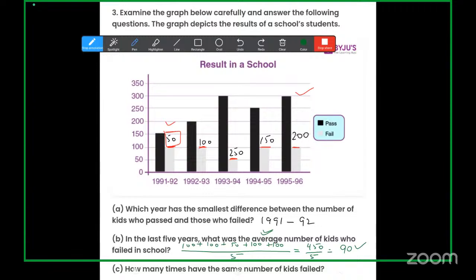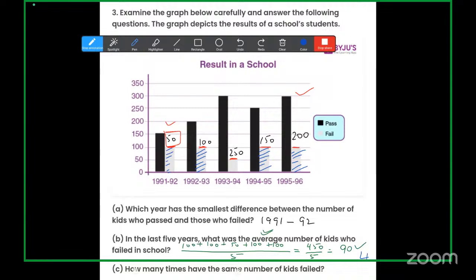Now, how many times have the same number of kids failed? You can see this. Look at the graph and look at the white part. This is the same, this is the same, and this is the same. So easily you can see and tell that 4 times. Writing it here: 4 times, the same number of kids fail.